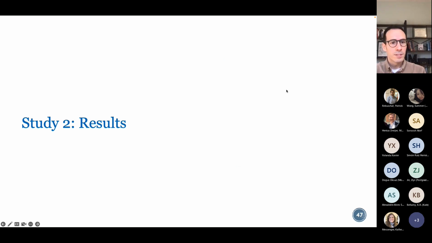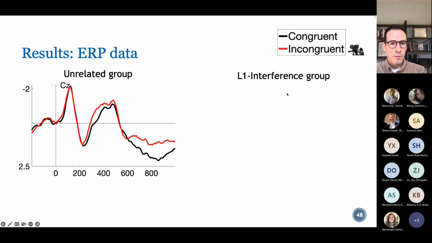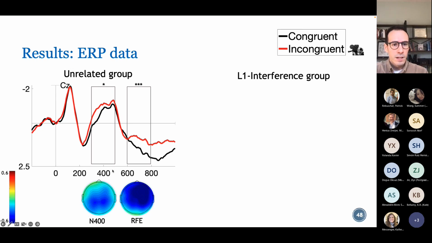All right, so what did the results show? So let's first focus on the unrelated group. What we found in the unrelated group was that, as predicted, you see this red line for the incongruent collocations. So in this first time window for the N400, you see that as expected, incongruent collocations are eliciting a cost during processing, as would be predicted also based on previous data from behavioral studies.